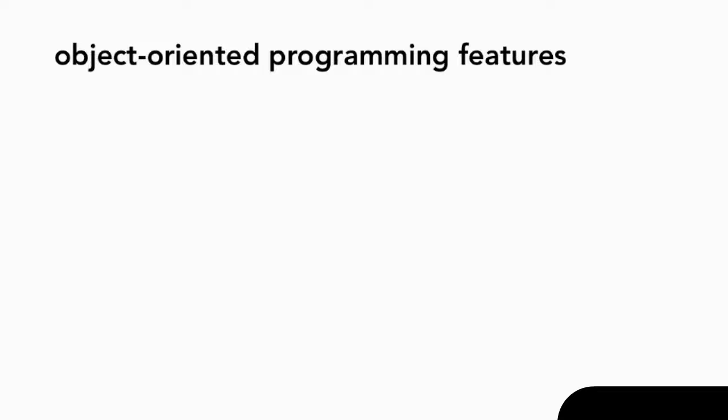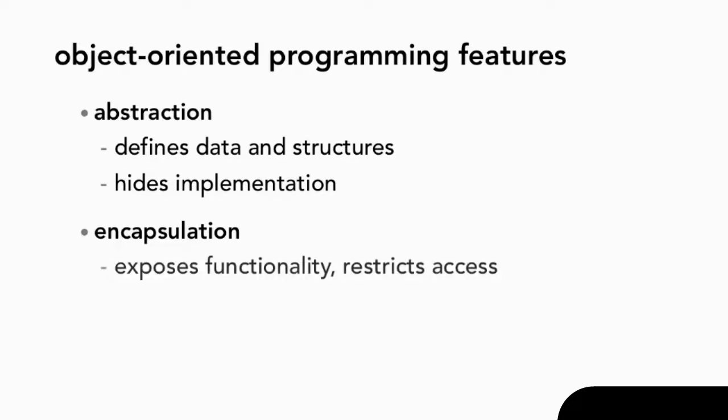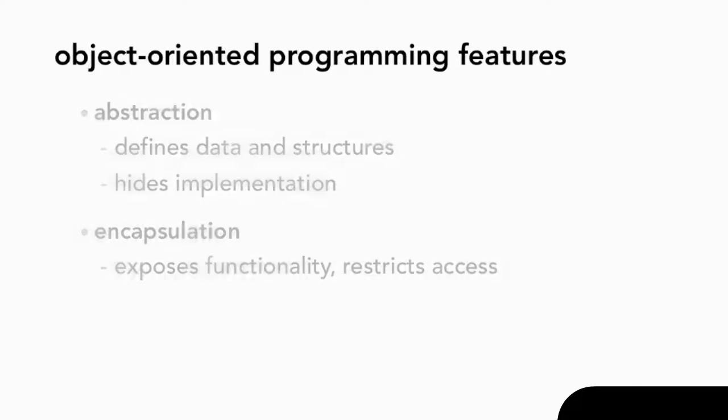maintainability issues. A number of features of object-oriented programming include abstraction, which defines data and program structures using a representation of the meaning while hiding the implementation itself. This allows for the use of human-readable terminology to be used as part of the software solution. Encapsulation, which exposes functionality while restricting access to low-level components and data.